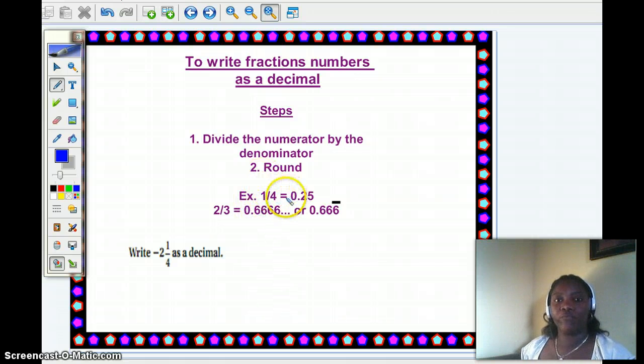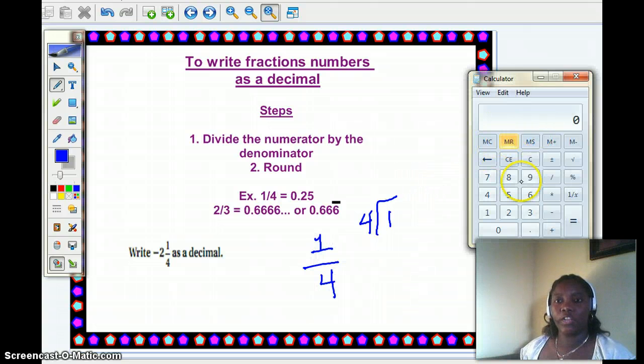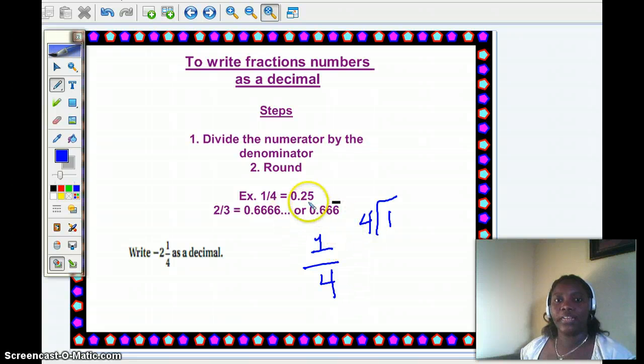For example, we have 1/4. All we do is divide 1 divided by 4. You do not have to do this manually. You can always grab a calculator: 1 divided by 4, and it will tell you it's 0.25. Now, we all know that 25 cents is a quarter, so that one we should be able to do mentally.